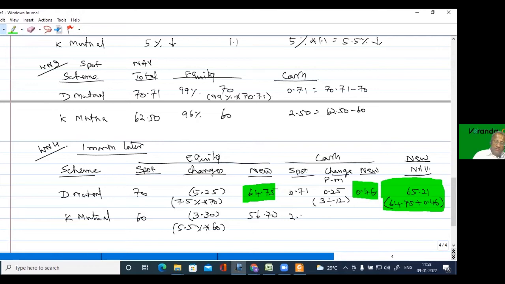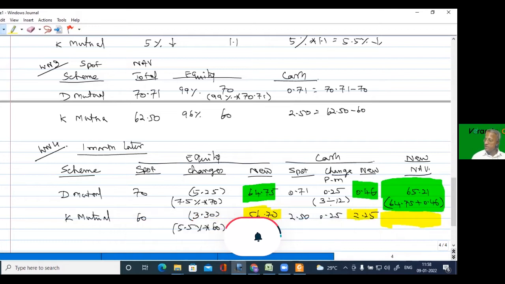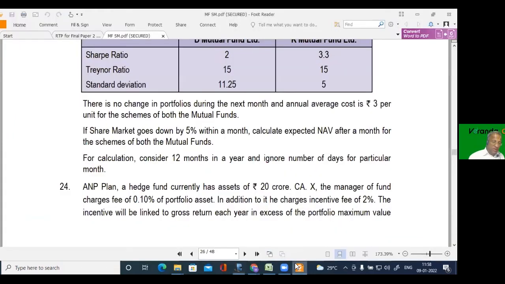So it is 2 rupees and 50 paisa, 0.25, 2 rupees and 25 paisa. So now, this 56.7 plus 2 rupees and 25 paisa, that should give you 58.95. So 65.21 and 58.95 is the final answer. So now let us just check up.